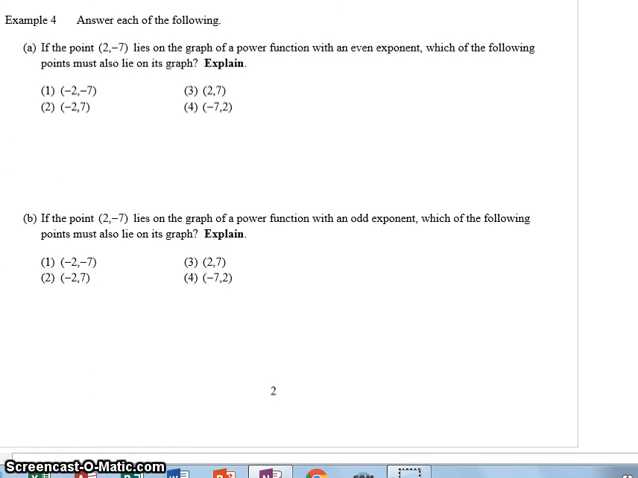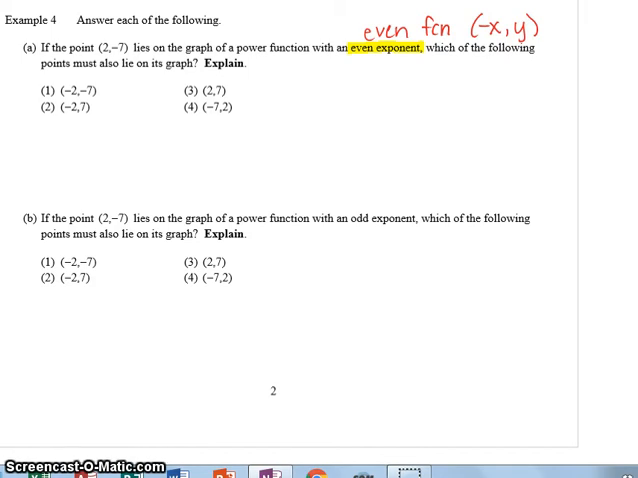All right, example 4. Answer each of the following. All right, so some keywords here. If the point 2, -7 lies on the graph of a power function with an even exponent. So you need to think if it's an even exponent, it's an even function. If it's an even function, it's symmetric to the y-axis, which means you change your x but keep the same y. Okay, because it's symmetric to the y-axis.